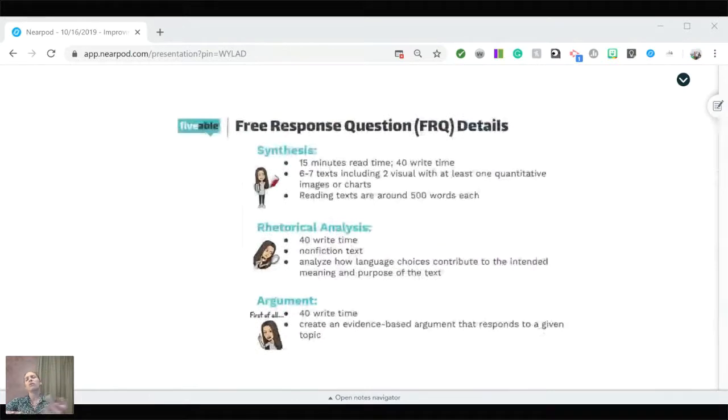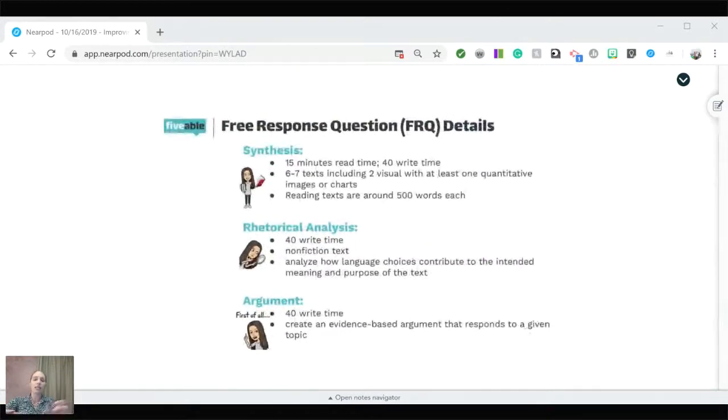With the synthesis, you do have a 15-minute read time. I think that is very helpful because you can go through and get some ideas and start to formulate your plan. If you finish reading early, start writing. It's totally okay to do that. It's your time. Do remember you need a blue or a black pen for writing that essay, okay? So 40 minutes for your write time. You're going to have 6 to 7 texts, including 2 visual. At least 1 is going to be quantitative. And then, of course, there's supposed to be around 500 words for each one. So that's a good piece of information there.